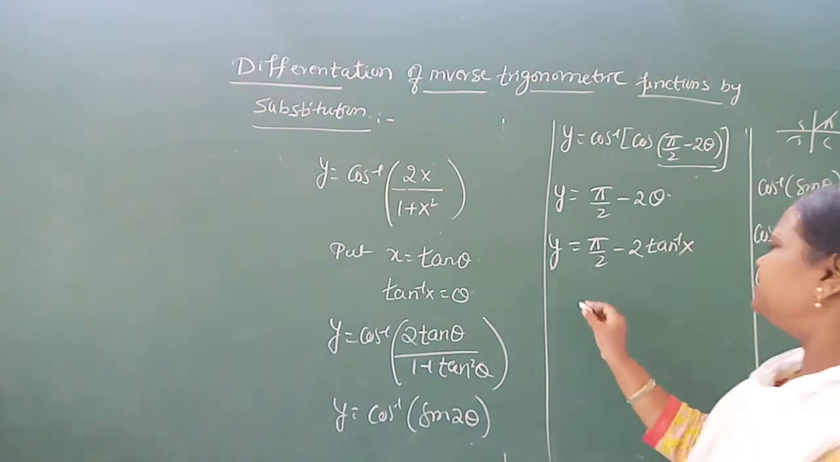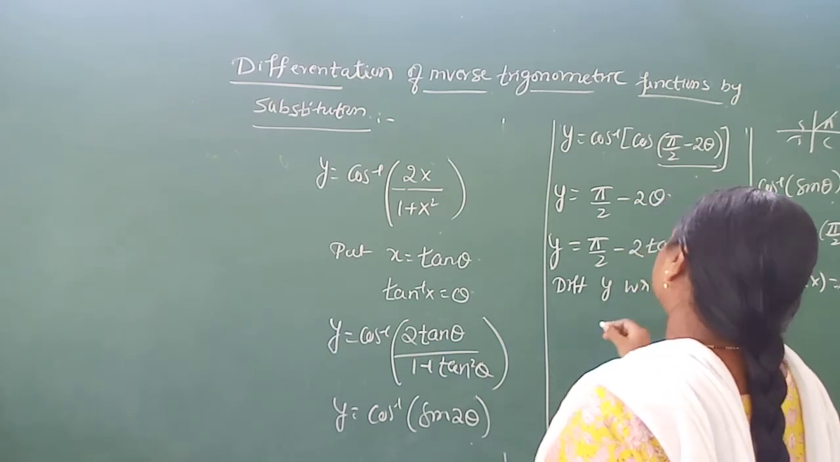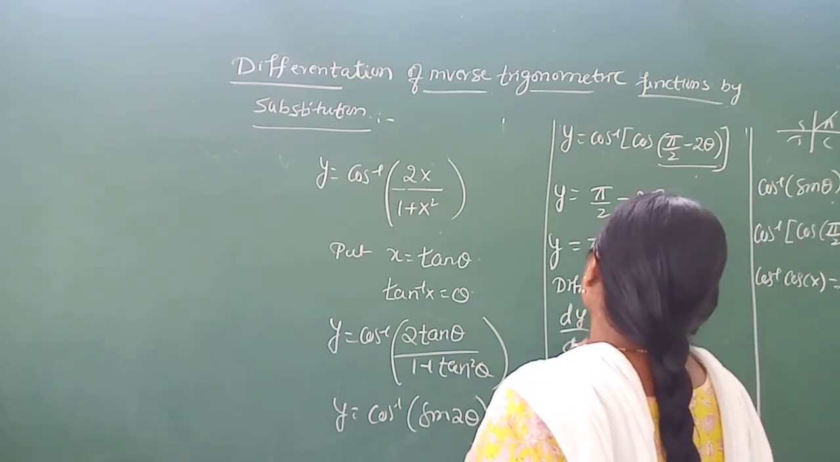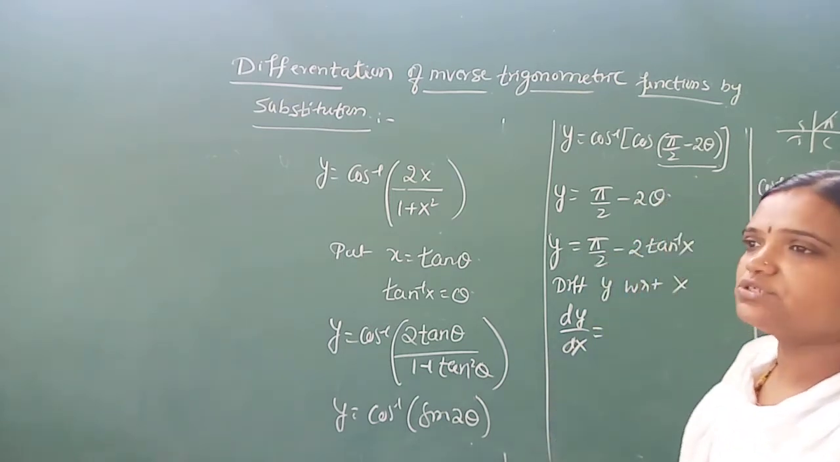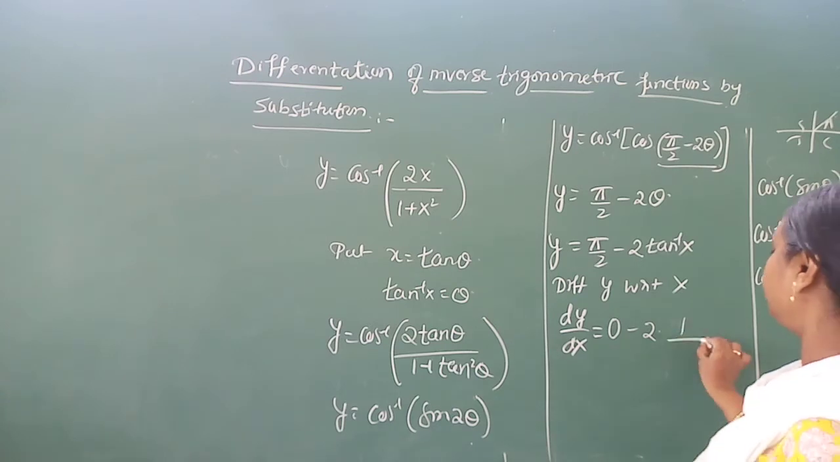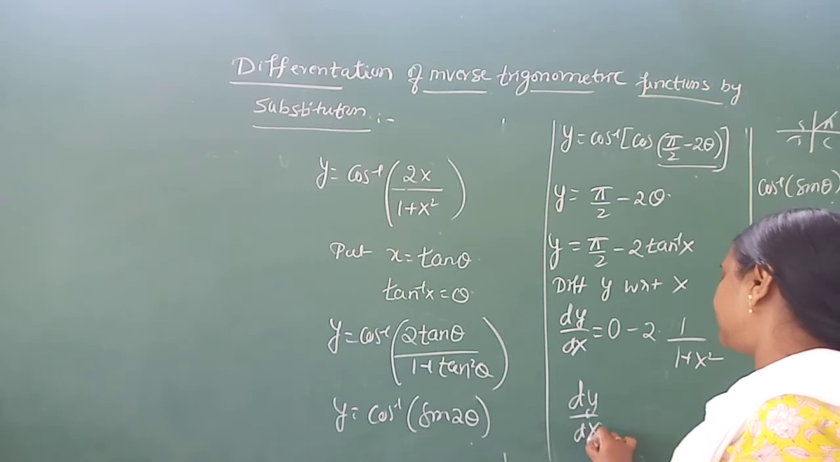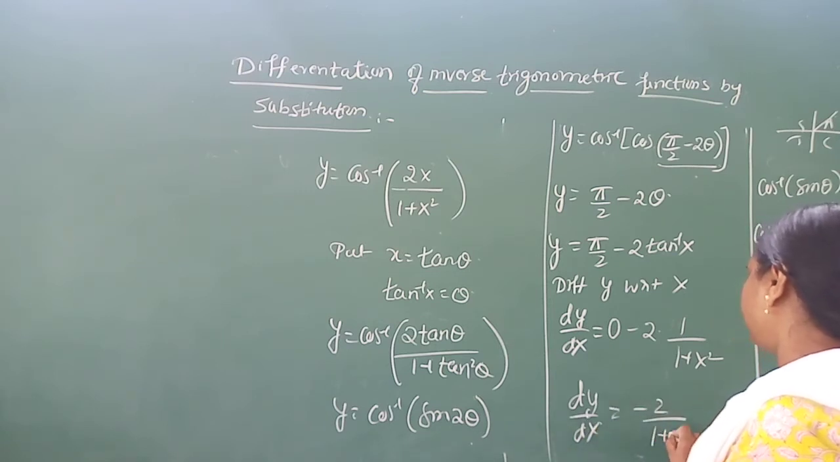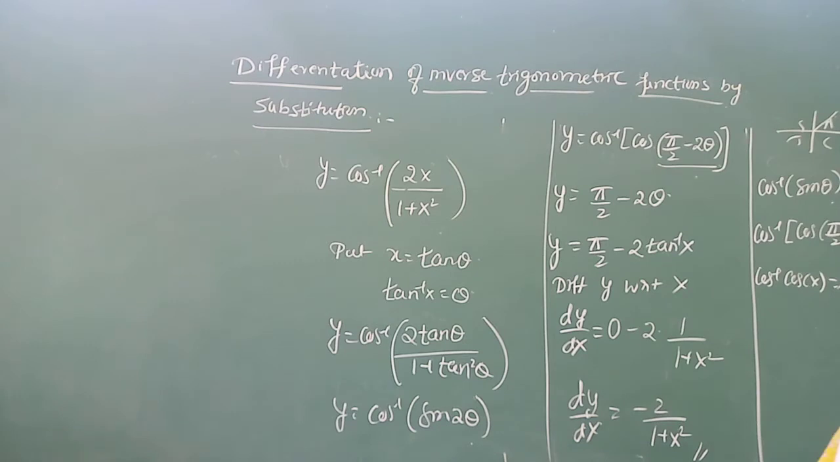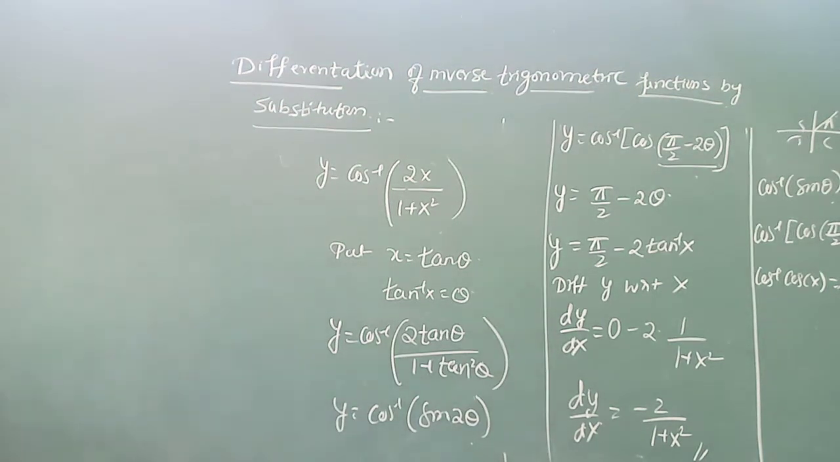Then next, differentiate y with respect to x. Then we get dy by dx. Differentiation of a constant is 0, minus 2 times the differentiation of tan inverse x, which is 1 by 1 plus x square. Therefore, dy by dx is minus 2 by 1 plus x square. This way we can do the example. Just write down the answer.